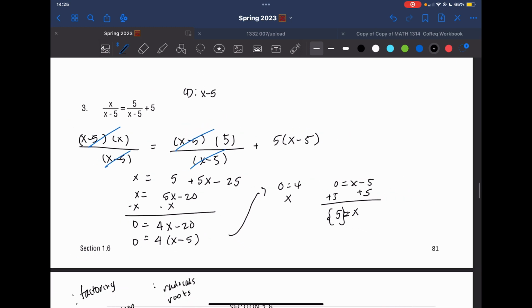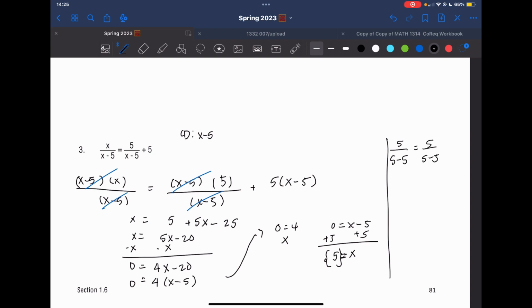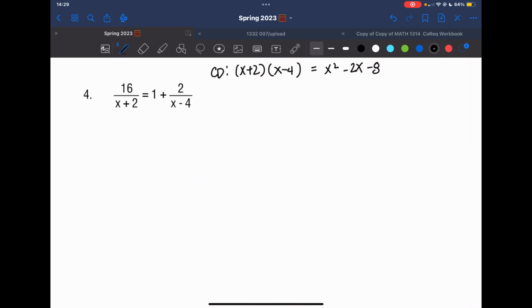So now we have to test our solution. So when you do that, we're just going to say 5 over 5 minus 5 equals 5 over 5 minus 5 plus 5. So automatically this is undefined because you cannot have a 0 in the denominator. So in this case, your solution is the empty set. That's your answer. Same thing, our common denominator is x plus 2 and x minus 4.